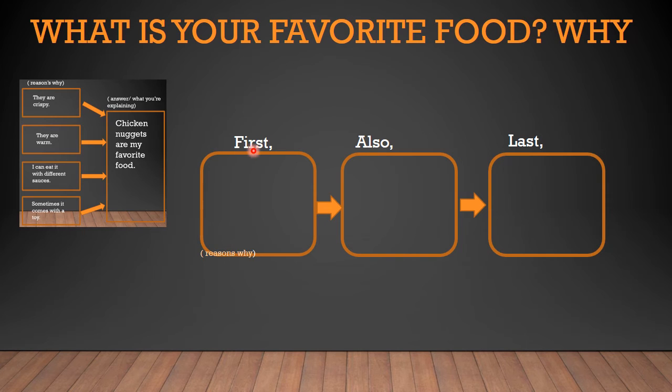So this box is for my first reason why. Also, reason why. And this one would be for my last reason why. And so down here I have a little label for you. In these 3 boxes, you put reasons why. This one's first, the arrow helps me go to the second one, and then this arrow helps me go to the last one. Now these words are large and in white because those are my transition words.